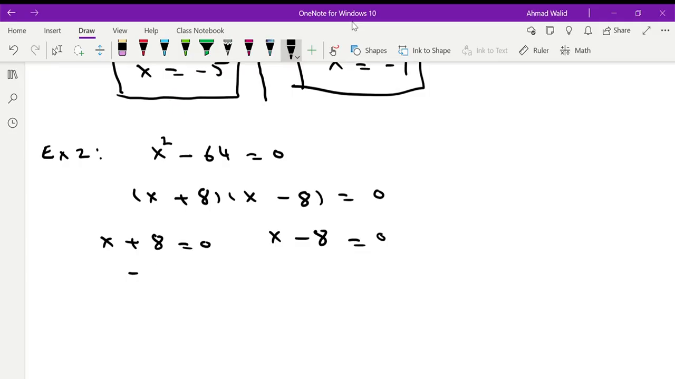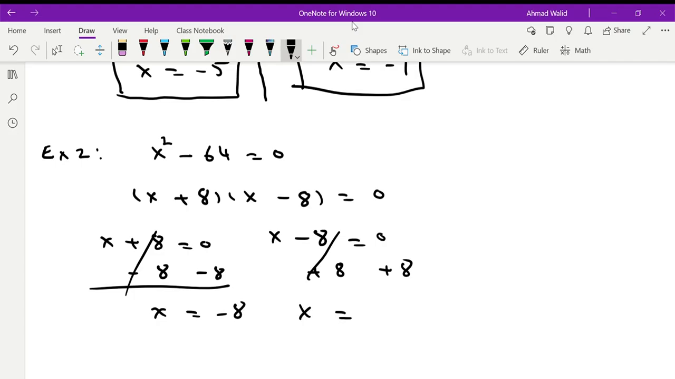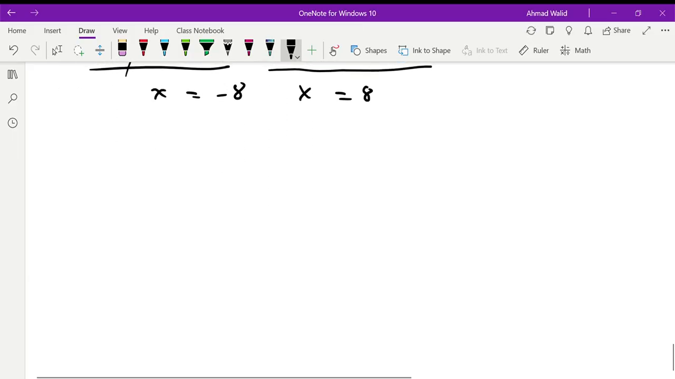From here, subtract 8 from both sides. It means x is equal to negative 8. Here, add 8 to both sides. It means x equals positive 8. These are the roots of the given equation. Correct? Example number 3 or 4, I'm not counting. I'll just put example.